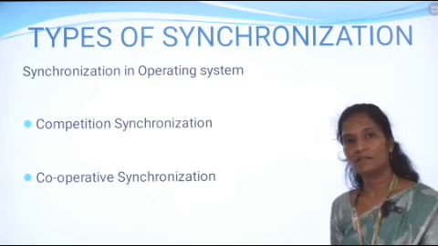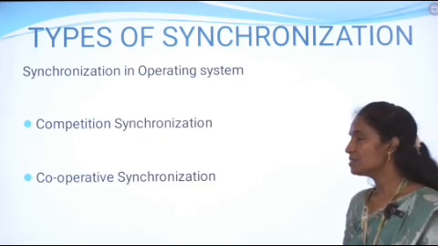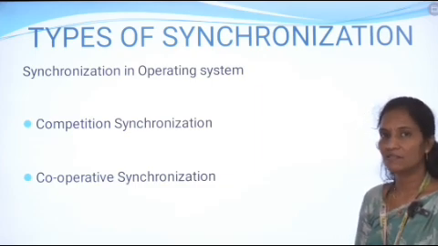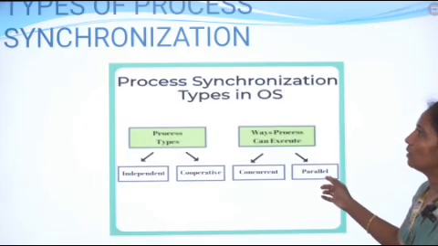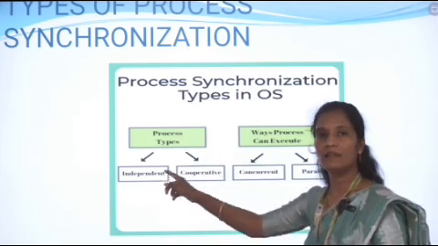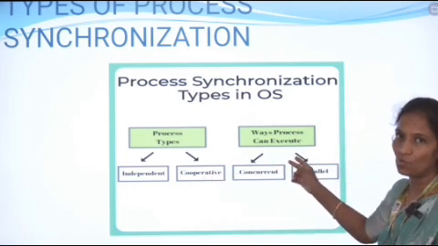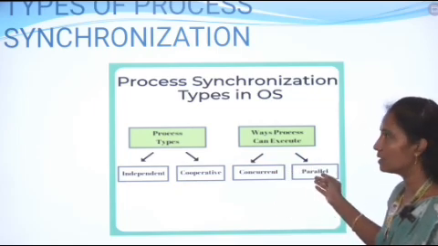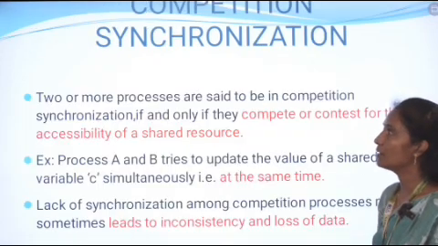Next comes the types of synchronization. We have two types of synchronization here. One is competition synchronization and another one is called cooperative synchronization. This is the diagram for synchronization types. Here there are two types, independent and cooperative, and this shows how the processes get executed in two ways. They can be executed in a concurrent manner or in a parallel manner. So these are the types of process synchronization in operating system.